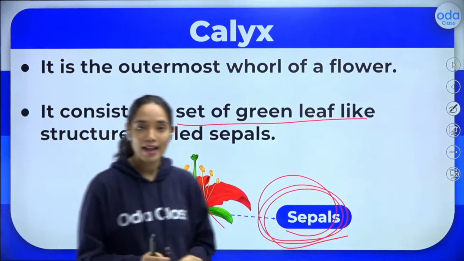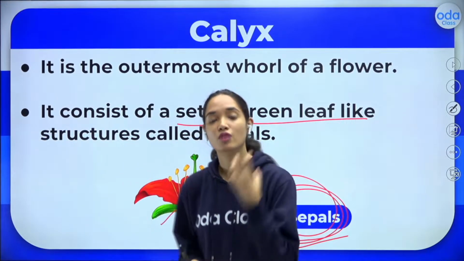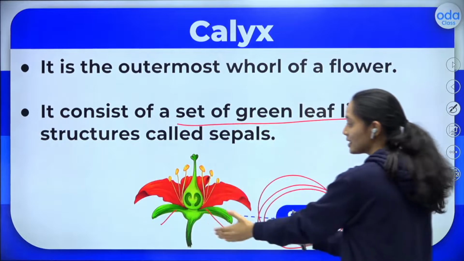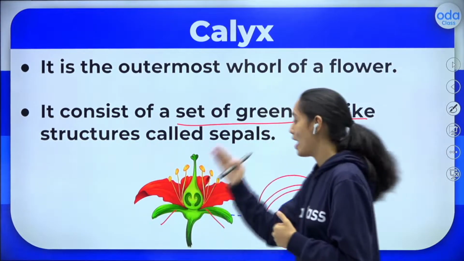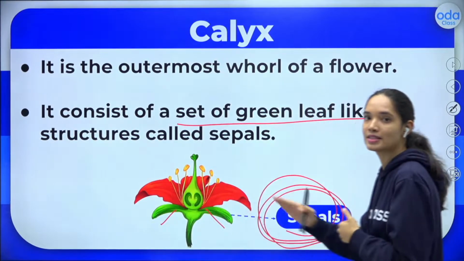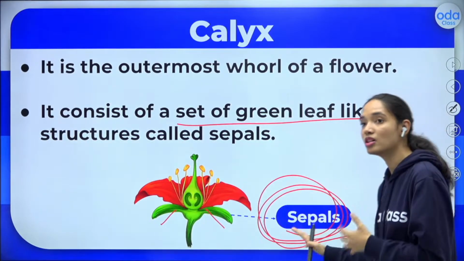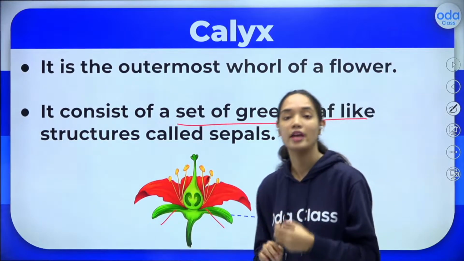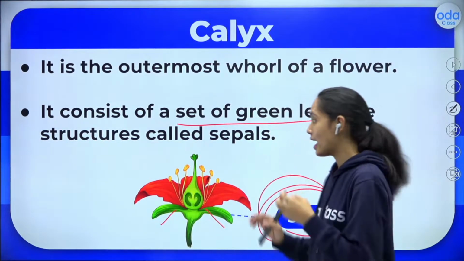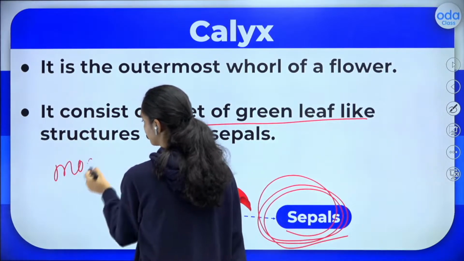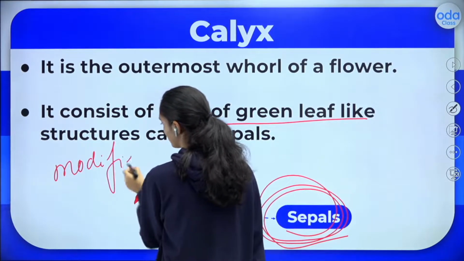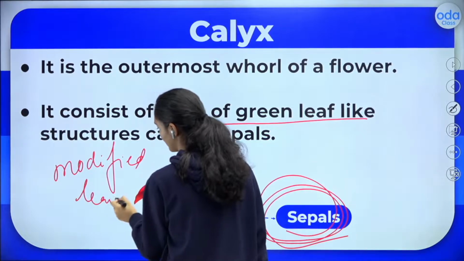So calyx is the outermost whorl of a flower. It consists of a set of green leaf-like structures, and those structures are known as sepals. These are whorls of sepals, and basically sepals are modified leaves.